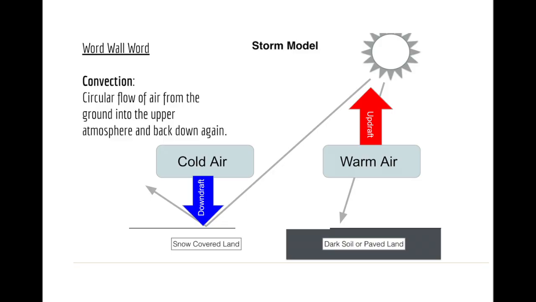Now, fast forwarding a little bit into our storm unit, we have a word wall word, which is going to be the next slide on the screen. That word wall word is convection. Convection is the circular flow of air from the ground into the upper atmosphere and back down again. Something that's interesting that we're going to talk about is that this is a whole system. If you haven't been able to take that out of what we've been doing in activities, storm models are a kind of system. They have this kind of repeat thing.